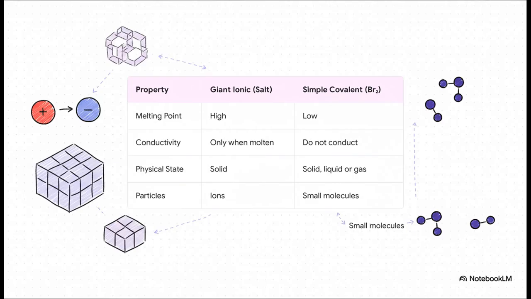So, to wrap it all up, this table really tells the whole story. You've got your giant ionic structures, like salt, made of ions. They have high melting points, and they only conduct electricity when those ions are free to move. And that's a world away from simple covalent substances, which are made of small, neutral molecules. They tend to have low melting points, and they just don't conduct electricity at all. The structure, deep down at the atomic level, determines everything.